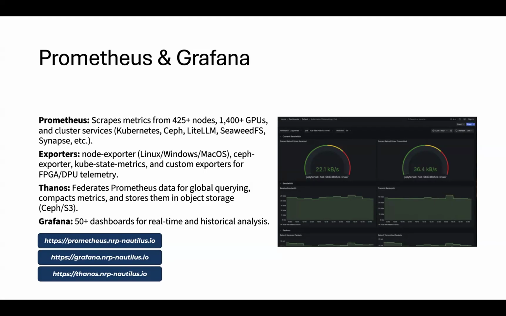So we have more than 50 dashboards, and these are all publicly available where anybody interested can take a look at the data behind the National Research Platform and the things that we run. And Prometheus itself is public as well. And we've provided the links here. prometheus.nrp-nautilus.io is where you have access to all the Prometheus data, and grafana.nrp-nautilus.io is where we keep all of our publicly available Grafana dashboards, and where users can access them.